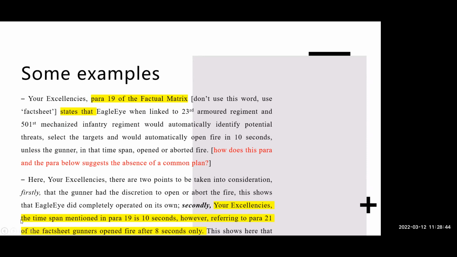Now, I also wrote here: how does this para and the para below suggest the absence of the common plan? This is one of the major problems these students suffer from, especially when they have not done their own research when drafting the memorial. They leave it entirely to the researcher. The researcher has a good knowledge base, but when the speaker does not do the research, they fail to understand why a particular argument is put forward and why a particular legal principle fits into it. And they bring a very wrong fact.